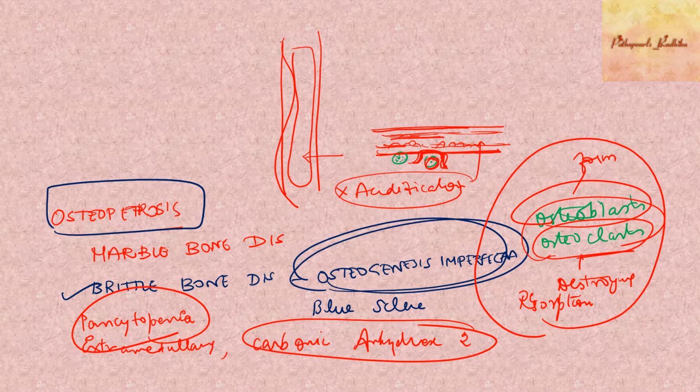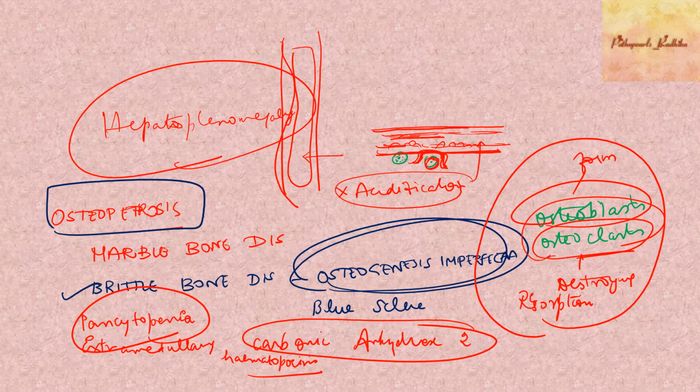So what happens when you have extramedullary hematopoiesis? You have hematopoiesis happening in your liver and spleen. So the patient can have hepatosplenomegaly. So the child will have hepatosplenomegaly, failure to thrive, pancytopenia, a sclerotic bone with Erlenmeyer flask deformity. So this is what happens in osteopetrosis.